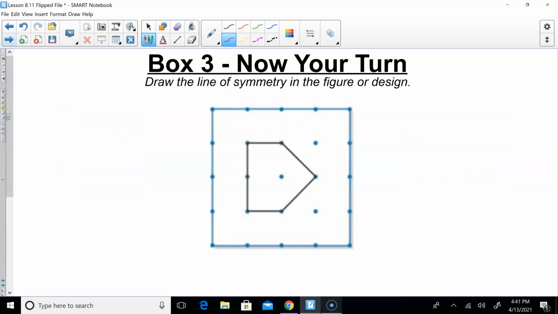And I want you to draw the line of symmetry for this figure design. So draw this figure in your notebook right now. And can you draw the line of symmetry through this shape?